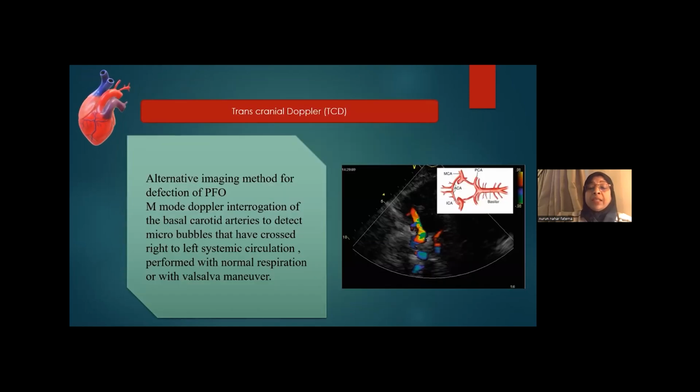Now, transcranial Doppler. This is another kind of Doppler study. It is an alternative imaging method for detection of patent foramen ovale. You know that patent foramen ovale is actually not readily recognized in normal echocardiographic mode with transthoracic and transesophageal echocardiography. So sometimes some extra manipulation is required.